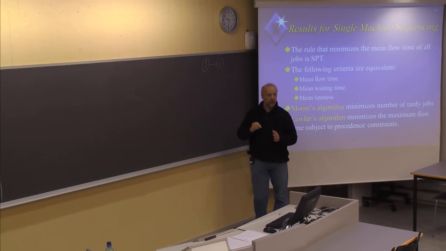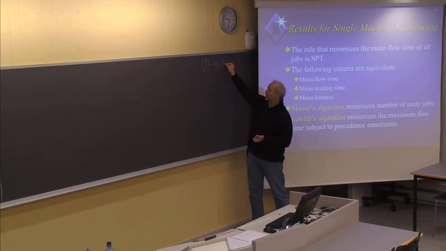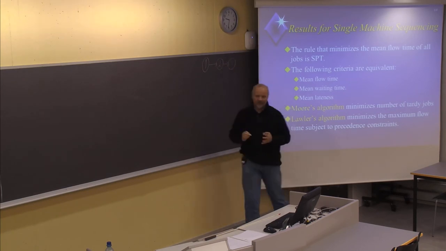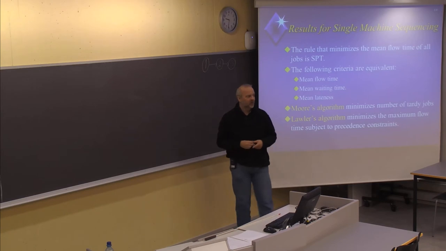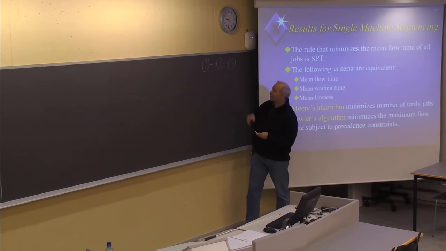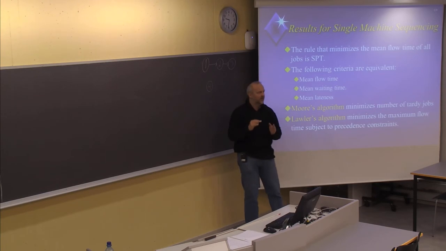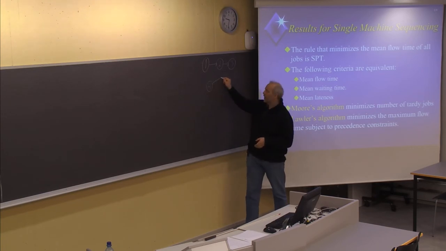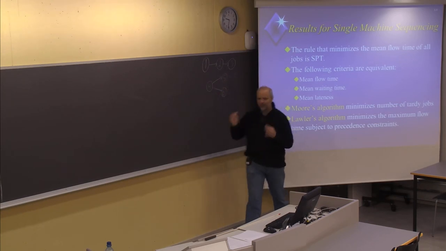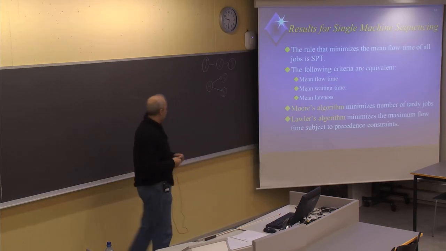And job number two needs to be finished before we can start on job number three. And in addition, we have a job number four, which is independent of the three first. But this job needs to be finished before both number five and number six. So this is now the precedence diagram for this example.